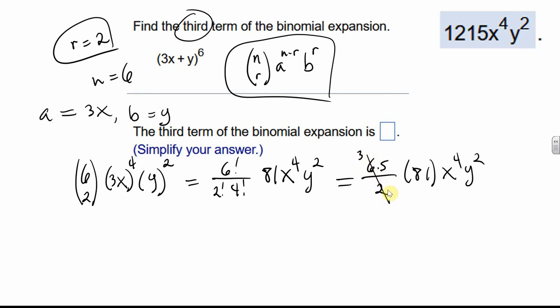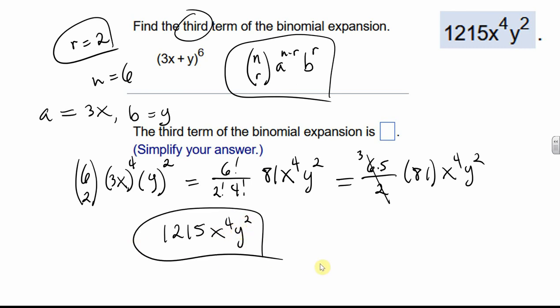So we have 15 times 81. So we get 1,215 times x to the 4th times y to the 2nd. Try your hand at this one.